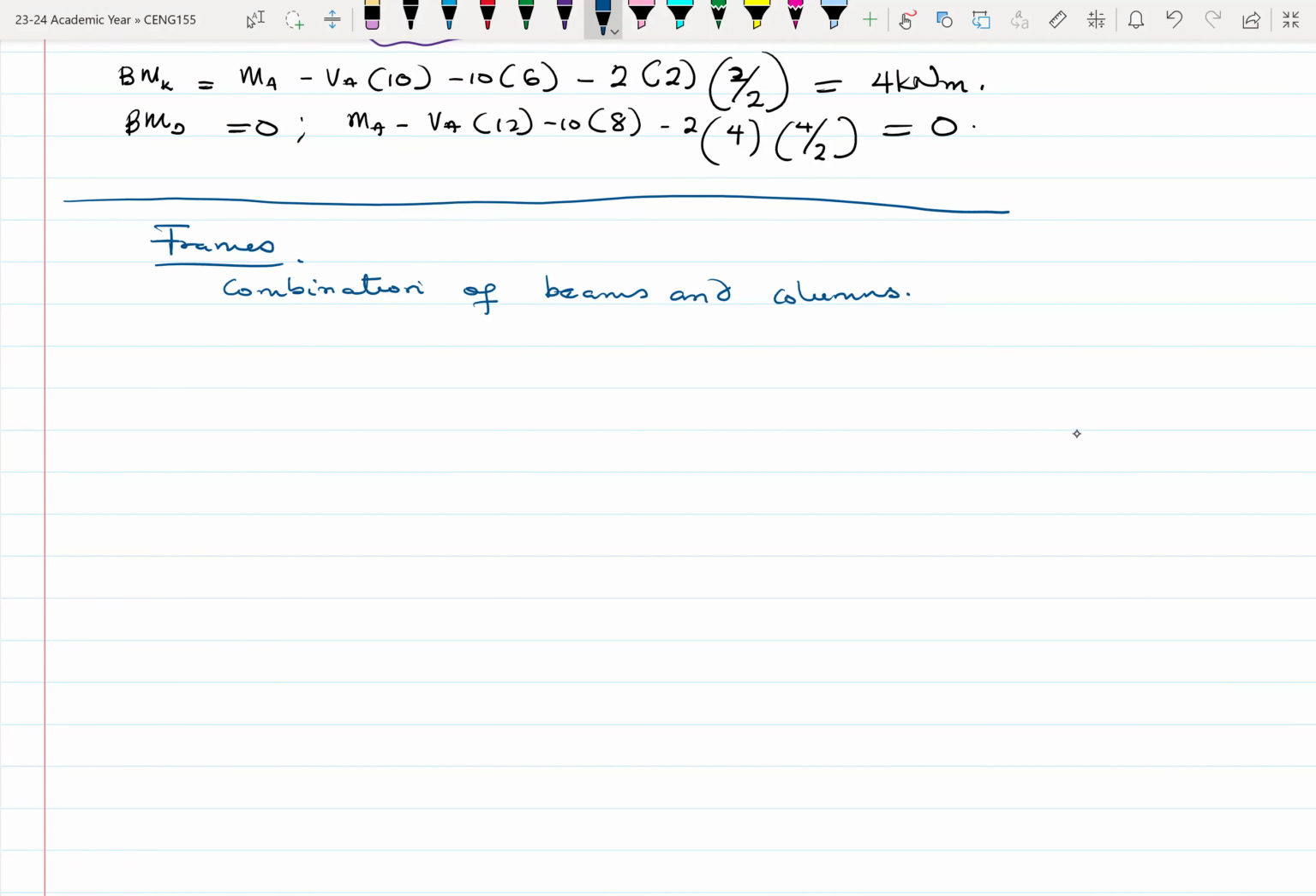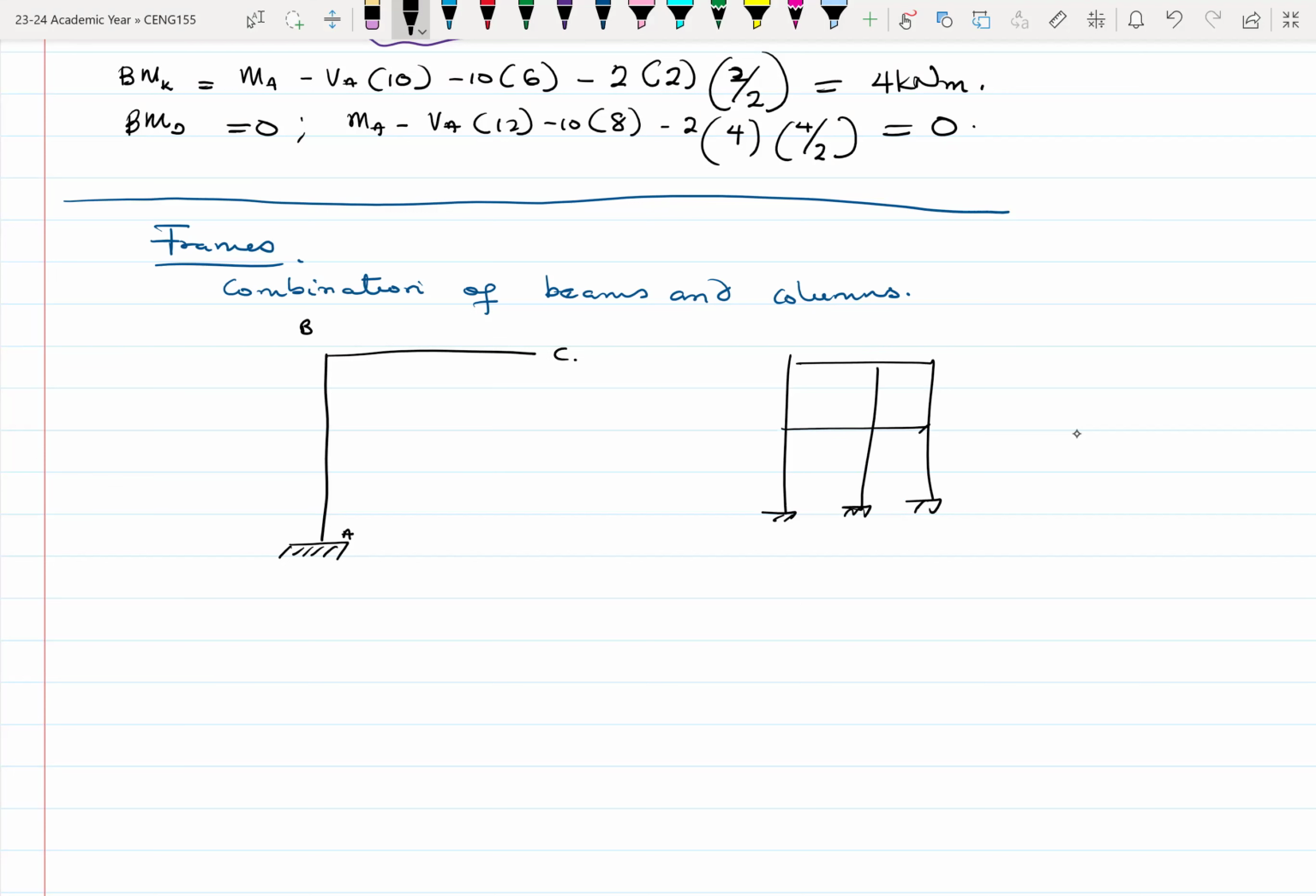Okay, so let's say I have a column. So this is a column, right? And maybe there's a fixed support on the column, and I have a beam attached to the column. So something like that. Okay, so this is A, B, and C. This frame here is statically determinate, right? We can have different frames. This is also an example of a frame. Some even come with extra information. So these are just different frames, right?